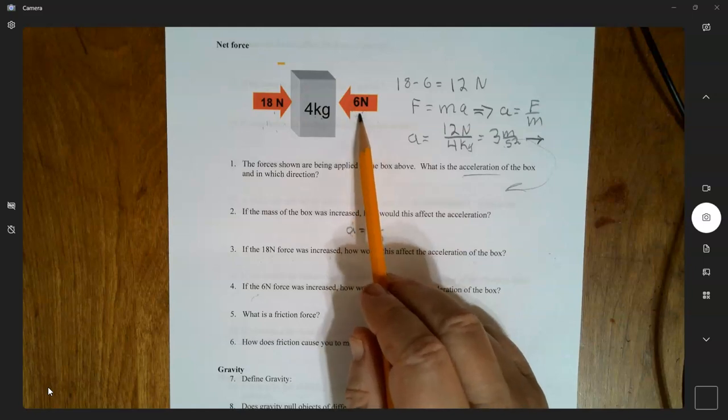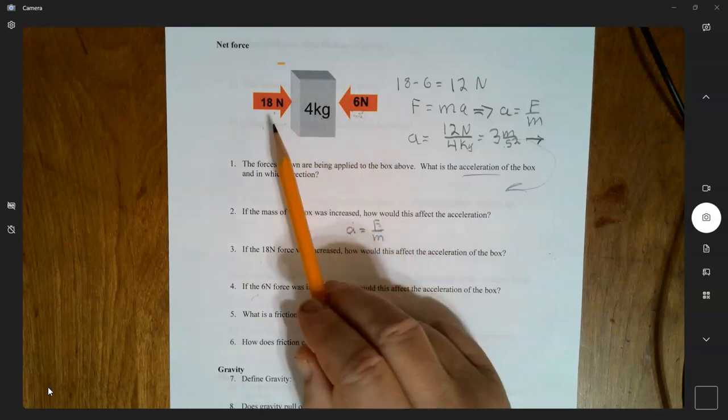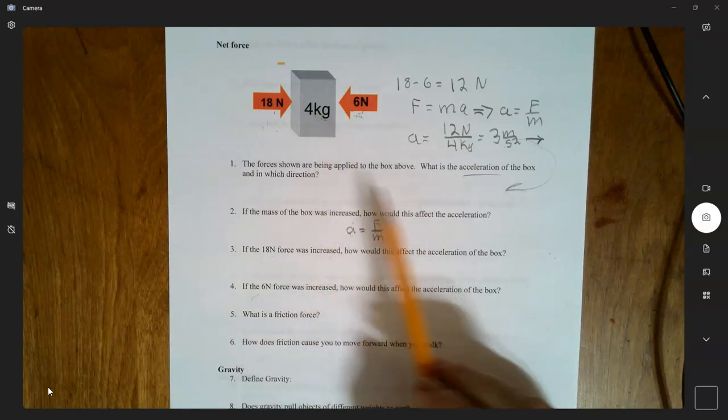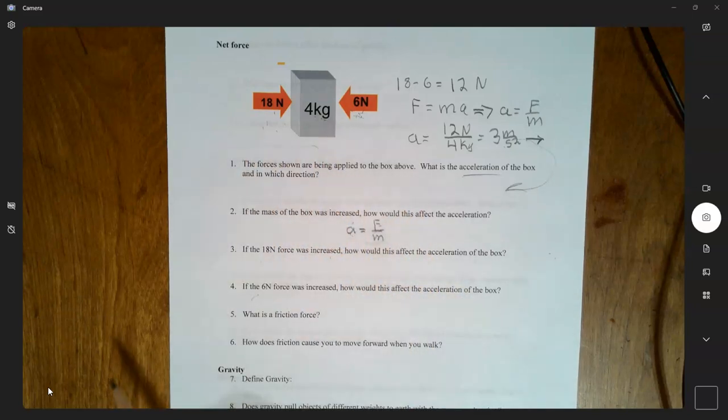If you increase this all the way up to 30, then 30 minus 18, it would now be going to the left. So 30 minus 18 is 12. 12 divided by 4 is 3. But it would be 3 to the left, not to the right in that case. Okay, so write that out. Okay, don't just write down an answer.